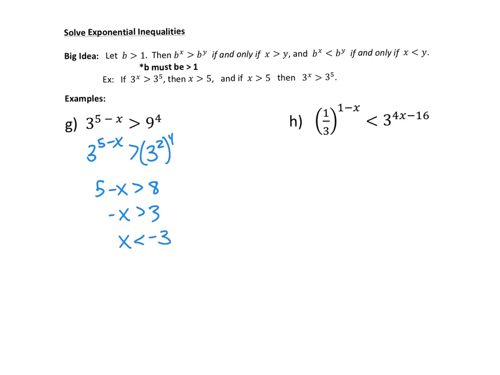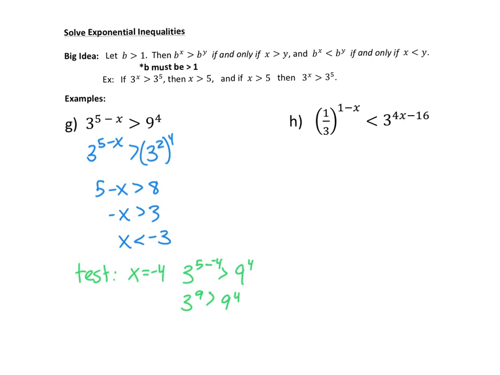I should, of course, test this. I tested this with the value x equals negative 4, because that was less than negative 3. So I got 3 to the 9th is greater than 9 to the 4th, and I know that 9 to the 4th is equivalent to 3 to the 8th. Therefore, this comes out true. I kept the greater than because I wanted to test it in my original inequality here.